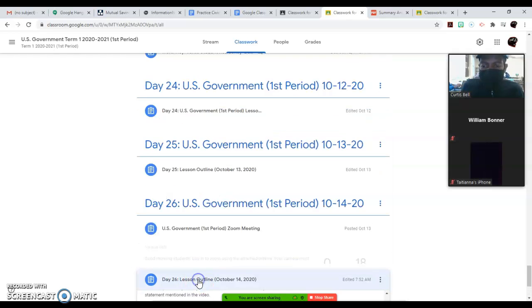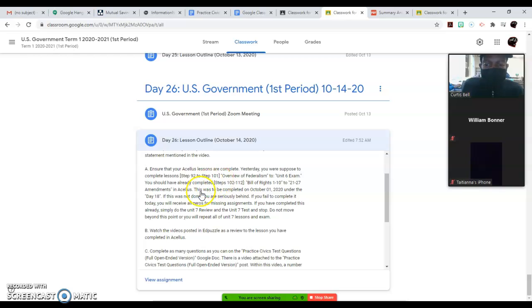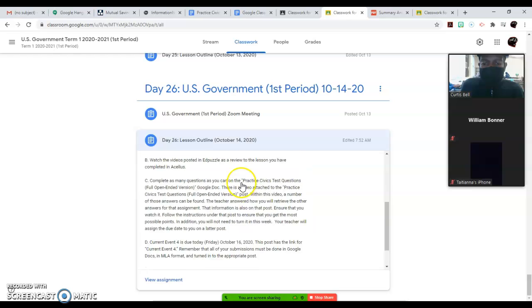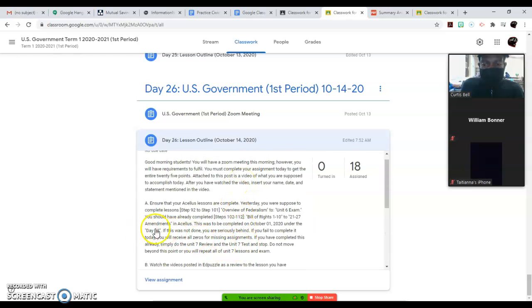My outline for today is that yesterday we were supposed to have done steps 92 to 101, from the overview of federalism to the unit 6 exam. That's supposed to have been done yesterday. Previous to that, of course, under the day 18 post, we were to complete steps 102 to 112, and the only thing that's left after doing that is the unit 7 review and the unit 7 exam. So that's the only thing today in Acellus you will do.